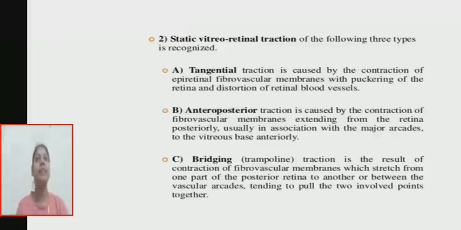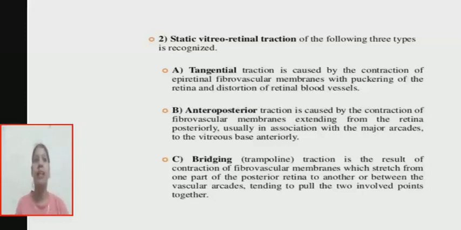Second, static vitreoretinal traction of the following three types is recognized. Number one, tangential traction is caused by the contraction of epiretinal fibrovascular membrane with puckering of the retina and distortion of retinal blood vessels.